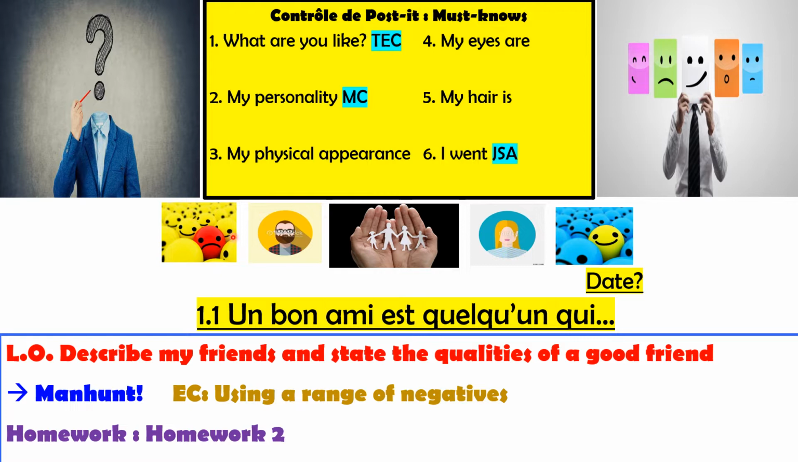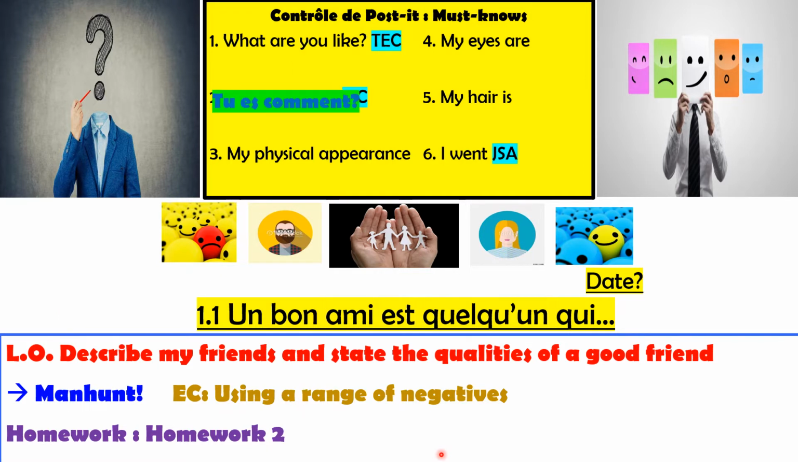Hello, mes petits. Okay, so you should be all ready to go. Our title today says a good friend is someone who. So quelque is some. So we know quelque chose is something. Quelquefois is sometimes. So this way, quelqu'un is someone. A good friend is someone who. And that is exactly what we're talking about today. We're going to describe our friends and state the qualities of a good friend. Don't worry, Sir Ruben, you can just talk about your imaginary friends here. Same thing happens. Okay, so post-it note starter, let's go for it.